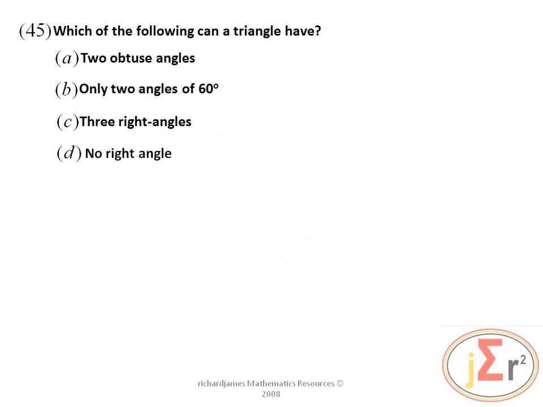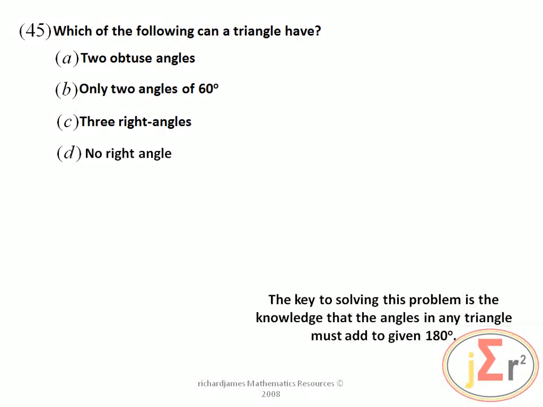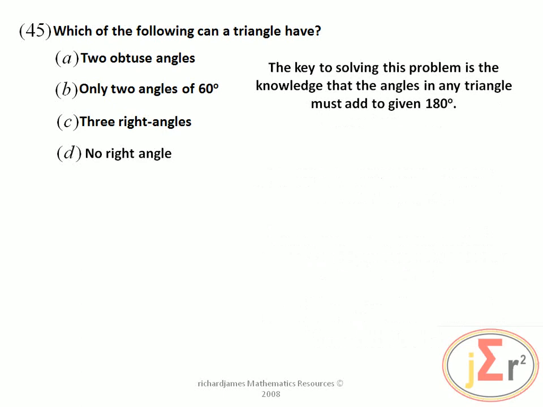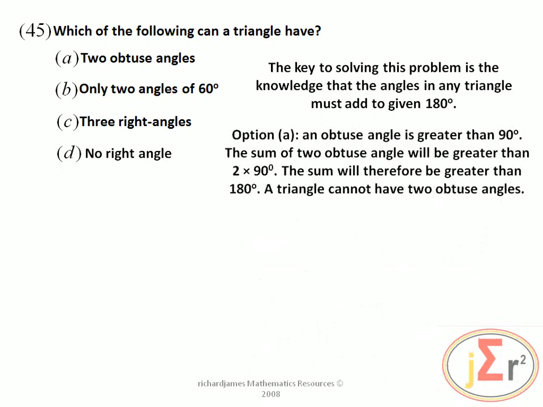Which of the following can a triangle have? Can a triangle have two obtuse angles? Well, the key to solving this problem is the knowledge that the angles in any triangle must add to give 180 degrees. So take a look at option A.